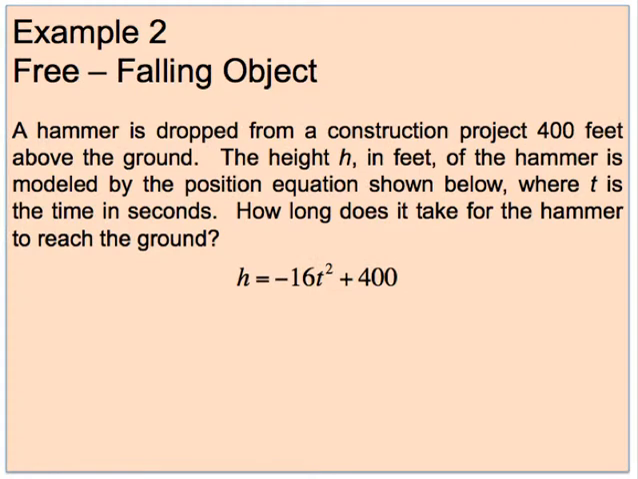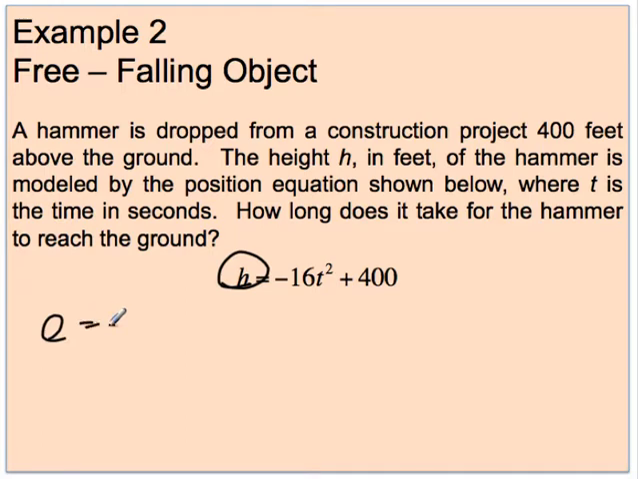So let's take a look at our final problem. We have a hammer that's dropped from a construction project 400 feet above the ground. The height h in feet of the hammer is modeled by the position equation shown below, where t is the time in seconds. And we're trying to determine how long it takes for the hammer to reach the ground. So if the hammer is on the ground, the height becomes 0. So the first thing that I want to do is set this equation equal to 0.